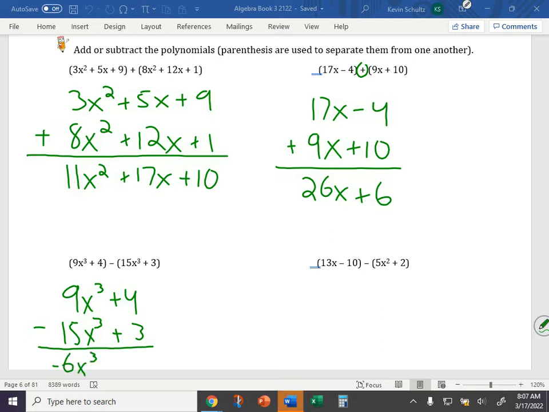Oh, yeah. Plus 1, right? 4 minus positive 3. It's not 4 plus 3. 4 minus positive 3 is a positive 1.